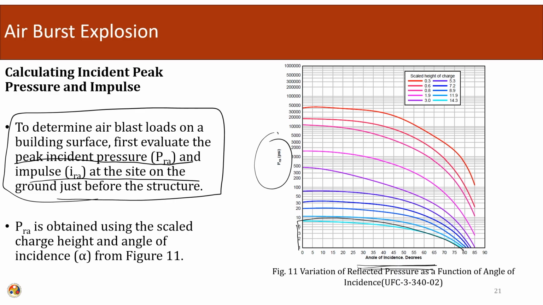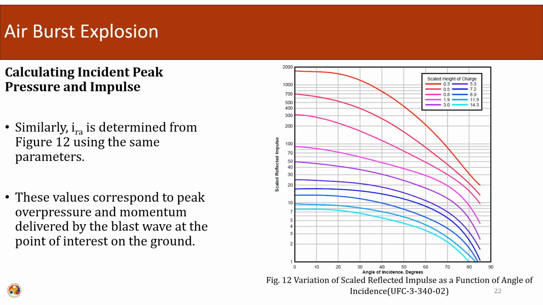Peak incident pressure is obtained using the scaled charge height and the angle of incidence from this figure. So, using this figure we can obtain the peak incident pressure. Using the same parameter we can determine the impulse also. Now, these values correspond to the peak overpressure and the momentum delivered by the blast wave at the point of intersect of the ground.